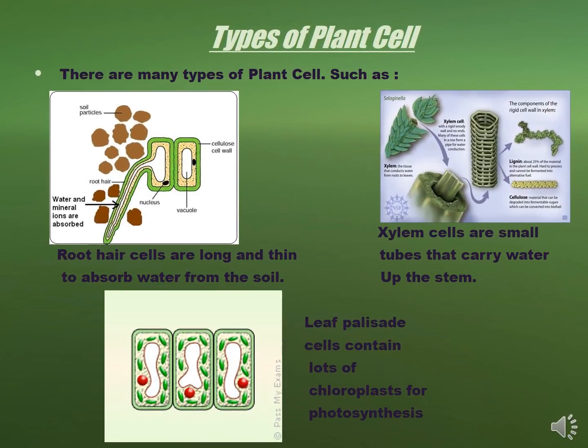Types of plant cell. There are many types of plant cell, such as root hair cell. Root hair cells are long and thin to absorb water from the soil. Xylem cell. Xylem cells are small tubes that carry water up the stem. Leaf palisade cell. Leaf palisade cells contain lots of chloroplasts for photosynthesis.